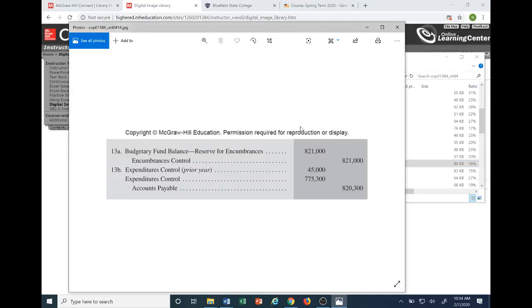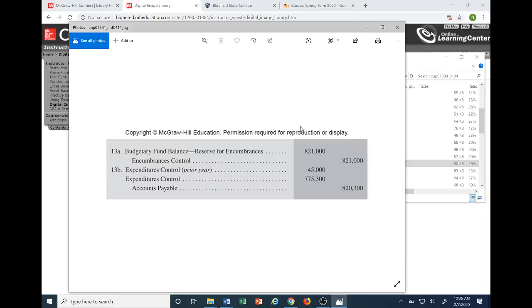Next is recognition of expenditures for encumbered items. Here it says some of the materials and supplies ordered last year and this year were received. Remember, we had some orders last year, that 45,000, and then we ordered some more. The 821, I believe, is what it was. So invoices for the items received totaled $820,300, and they related to purchase orders that totaled $821,000. Right. So the invoices were $820,300, but when we made the purchase and encumbered the funds, it was for $821,000. Right.